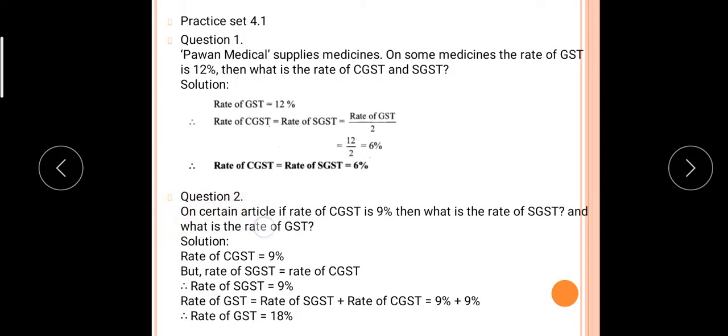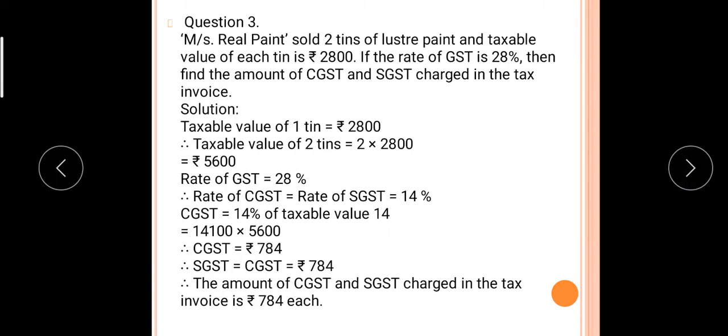Now question number two. On a certain article, if the rate of CGST is 9%, then what is the rate of SGST? Obviously, CGST is equal to SGST. What is given? Rate of CGST 9. But all of you know that rate of CGST is equal to rate of SGST, and therefore rate of SGST is equal to 9%. What is GST? GST is CGST plus SGST, that is 18%. Very simple. So this will be asked in MCQ type only, not to be solved. Now question number 3, it will be asked for 2 marks.